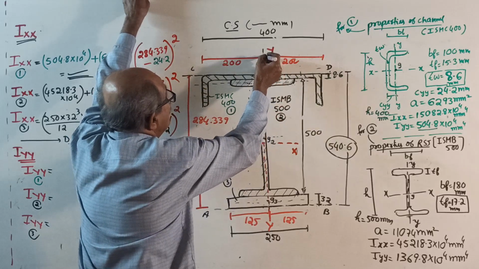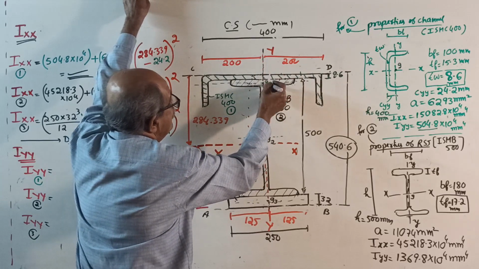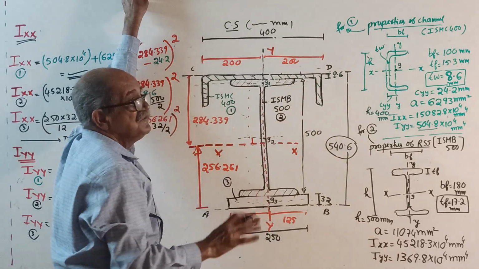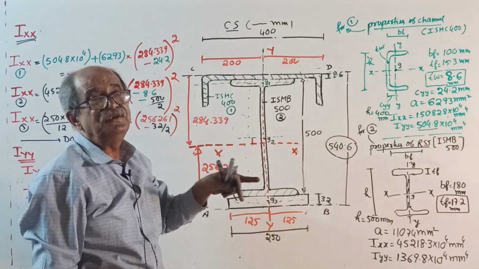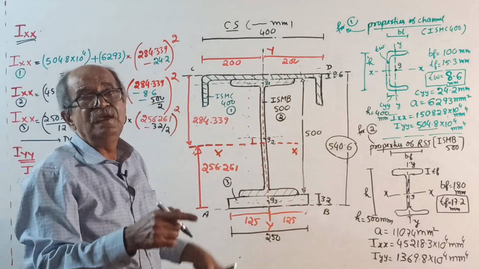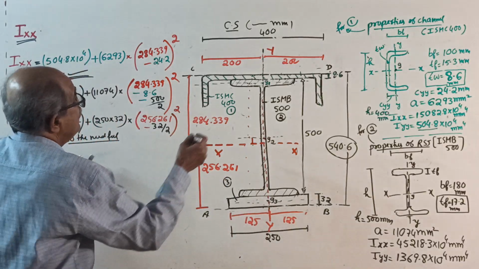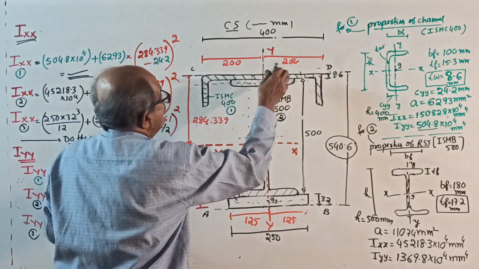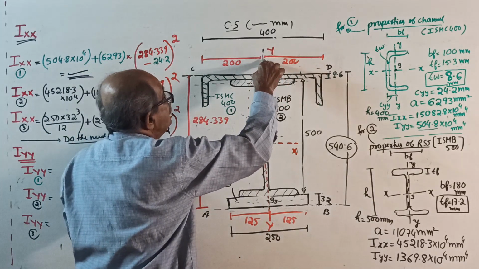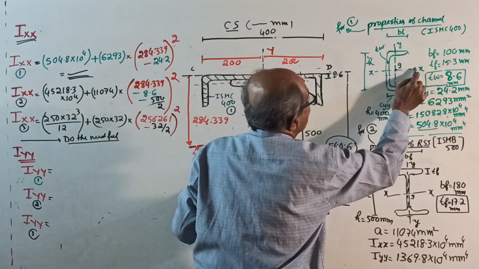Parallel, that is nothing but same axis. Remember, your G1 lies in the YY axis. Therefore, IG plus A d squared, the distance of G1 lies in YY means d is 0. This is told thousands of times. Okay, start. I about its own axis. See, its own axis. This axis is not this axis, it is this axis.